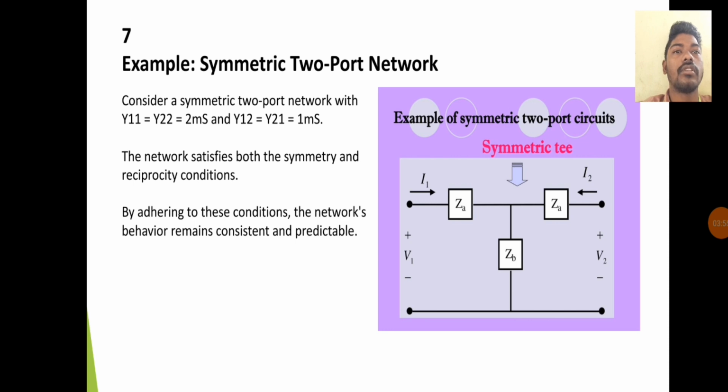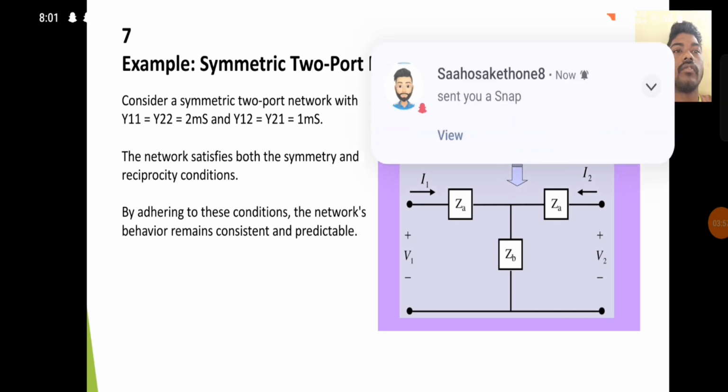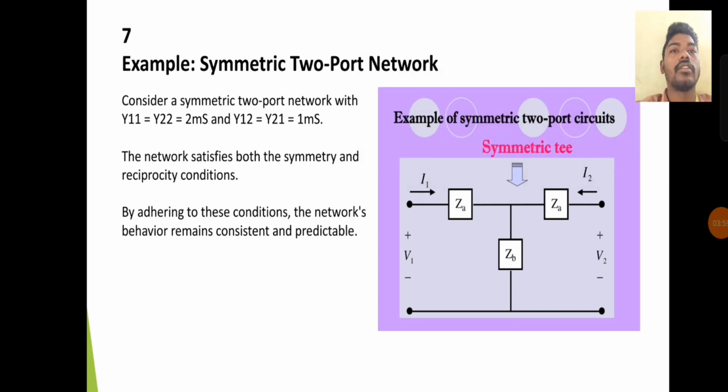Examples: symmetric two-port network. Consider a symmetric two-port network with Y11 equals Y22 equals 2 mS and Y12 equals Y21 equals 1 mS. The network satisfies both the symmetry and reciprocity conditions. By satisfying these conditions, the network's behavior remains consistent and predictable.